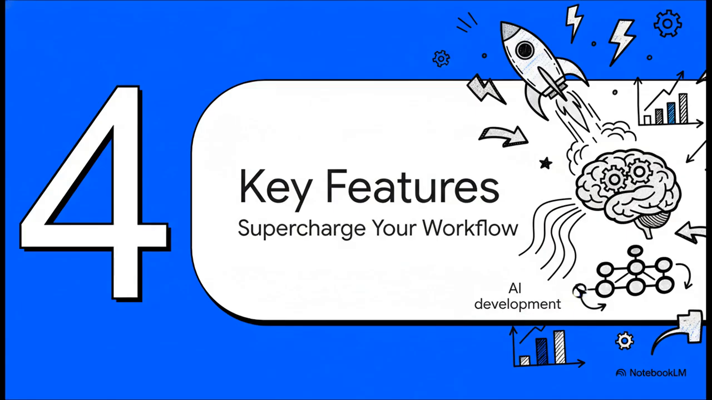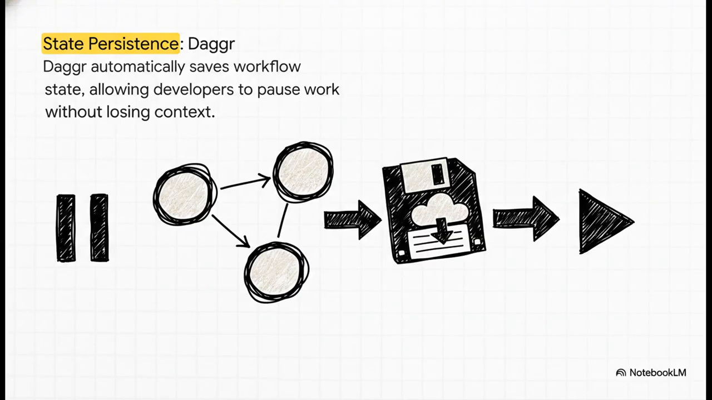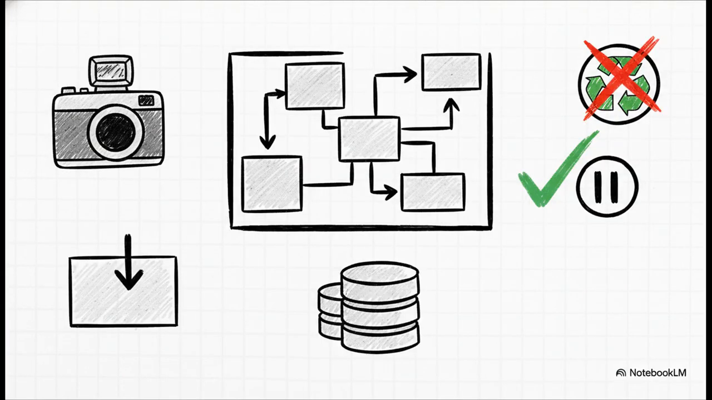Okay, so we know what Daggr is and kind of how it works. Now let's get to the good stuff, the features that can seriously supercharge your workflow. The first killer feature is something called state persistence. And believe me, this is a massive quality of life upgrade for anyone working on a complex project. What it does is automatically save everything, the state of your entire workflow, all the inputs you used, and the results from each step. This means you can literally just close the whole thing down, go grab a coffee, come back later, and pick up exactly where you left off. No more rerunning that hour-long data loading step.